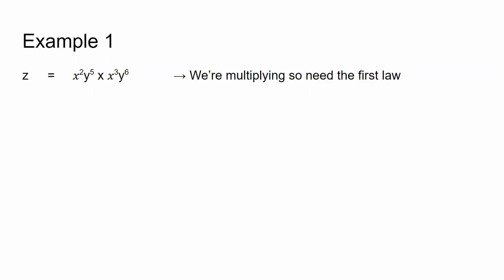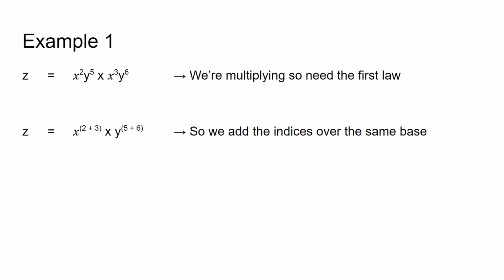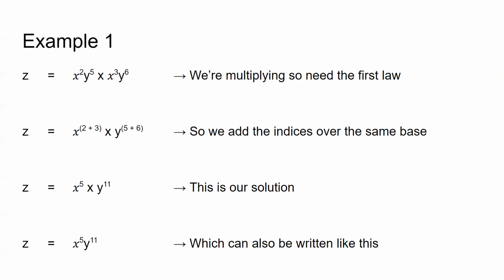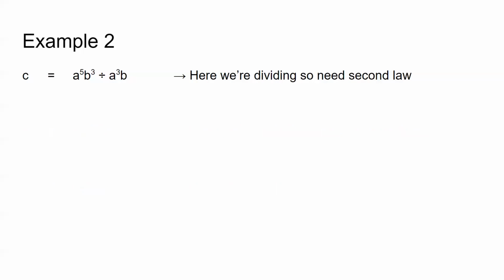Right, let's see how you've done. So multiplying is the first law. So I'm going to group all the index numbers over the same base, and I'm going to add them together. And then I'm going to solve the inside of each bracket. And then I'm going to simplify. And that's it. Let's try another one.